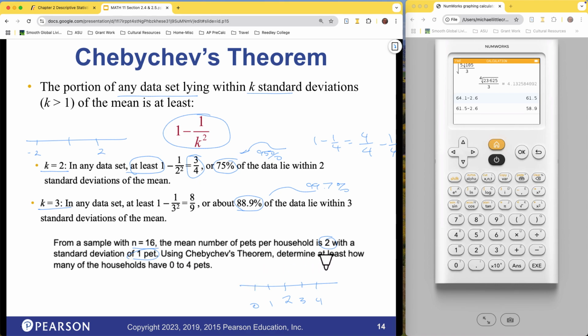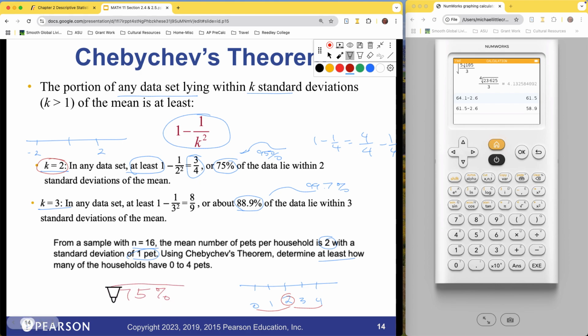Using Chebyshev's theorem, determine at least how many of the households have 0 to 4 pets. So 0 to 4, what we're seeing is, again, the 2 is our mean. So this is 2 standard deviations above to 2 below. That means k is 2. This is 2 standard deviations. We've already got the calculation, so we would go through these same steps, but you'll get that it has to have at least 75%.